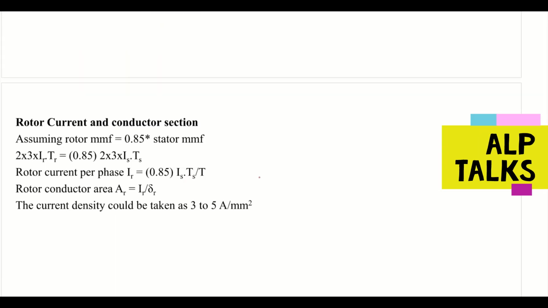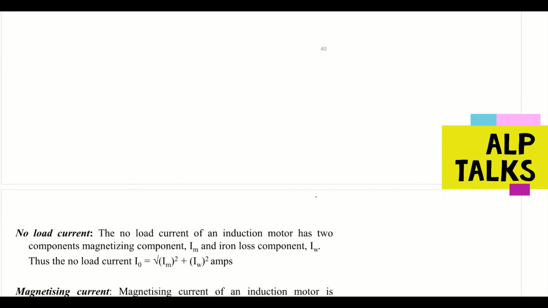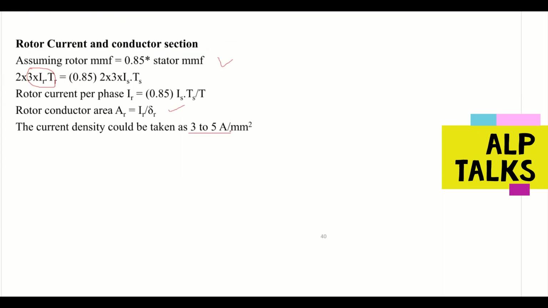Rotor current and conductor cross section. As assumed, we will consider 85% of stator MMF for the rotor calculations. So this is 3 phase, 3 into I into number of turns. As we are going for conductors, we will consider 2. So rotor current per phase is nothing but 0.85 ISTST over rotor conductor area. Similarly, current density we will keep at around 3 to 5 amperes. Here we will keep it a little bit low when compared to the squirrel cage case.